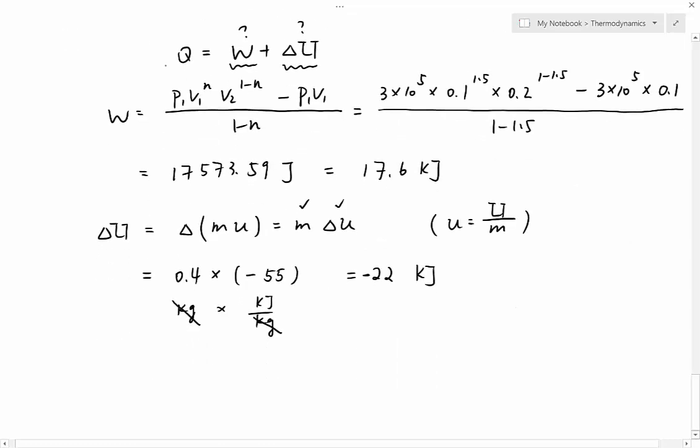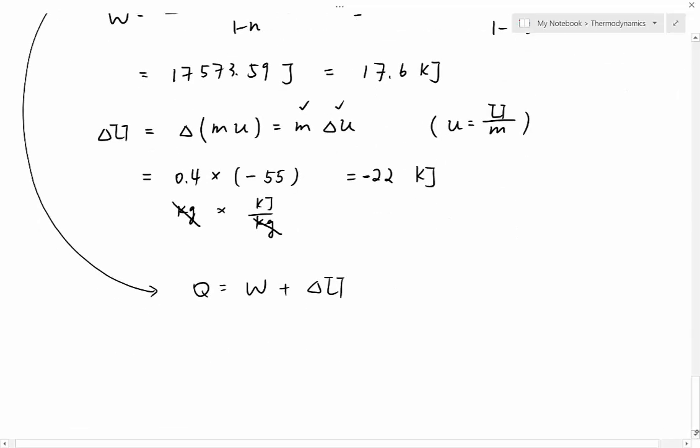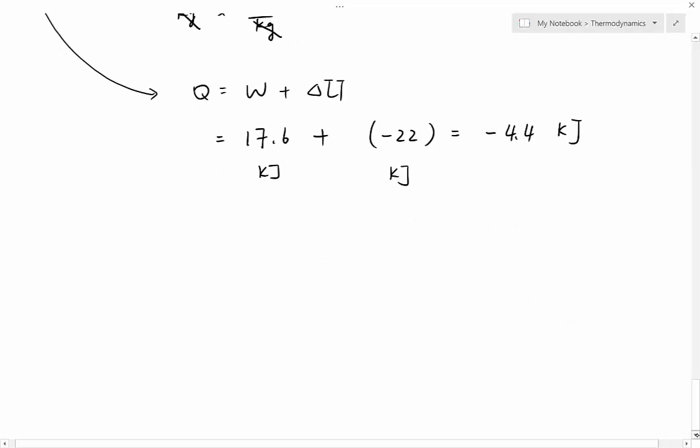All right, so now finally we can go back to our equation, which is this one: Q is equal to W plus delta capital U. And now I have both of them. W is equal to 17.6 kilojoules plus delta capital U, which is negative 22 kilojoules. This is kilojoules, this is kilojoules. So my solution is negative 4.4, also with a unit of kilojoules. My Q is equal to negative 4.4 kilojoules.